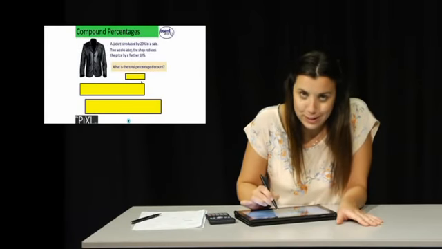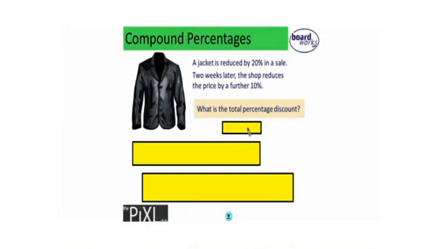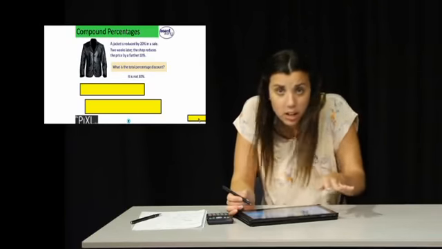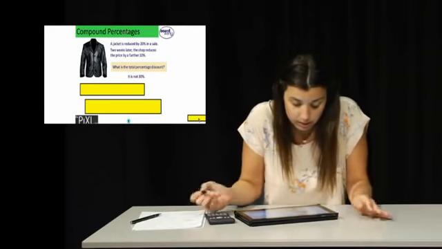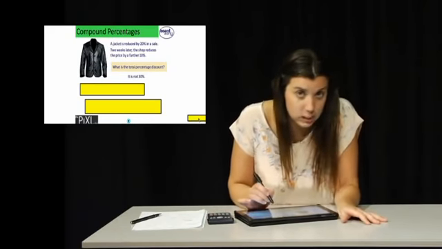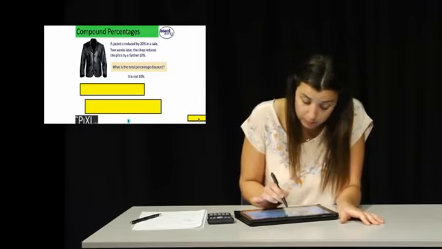So, the total percentage discount, it is not 30%, which is commonly thought. If you go down by 20%, down by another 10%, well, that's 30% altogether. Let's have a look at why that's not the case by using our knowledge of multipliers.